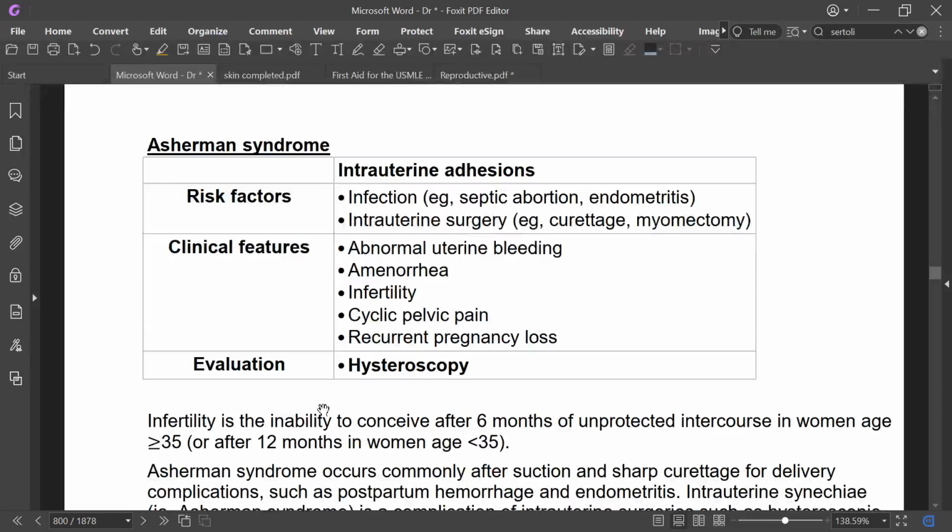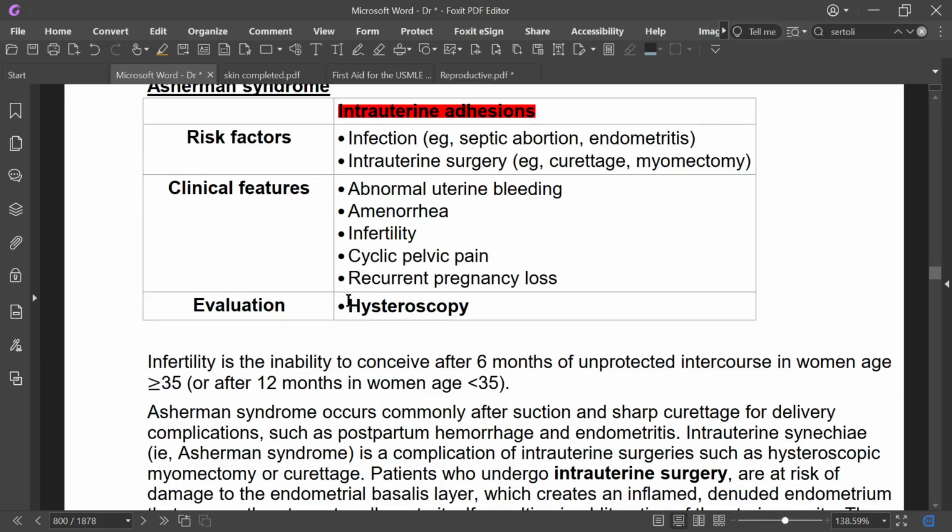Now endometrium: Asherman syndrome, a very important topic. Asherman syndrome is due to infection and intrauterine surgery like curettage and myomectomy, septic abortion, and endometritis. It presents with abnormal uterine bleeding, amenorrhea, cyclic pelvic pain, and recurrent pregnancy loss. Hysteroscopy should be done in Asherman syndrome.